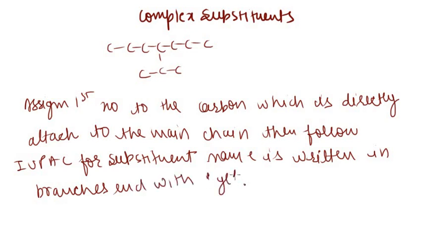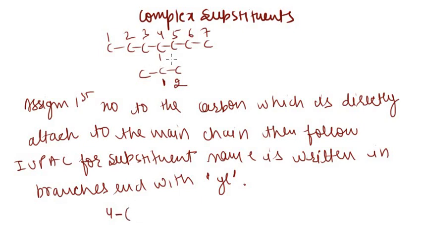And what does it mean? It means that first of all you have to select the longest chain. So this is the longest chain, 1, 2, 3, 4, 5, 6, 7. This is the longest chain and it is the substituent. First you give the first number to the carbon directly attached to the main chain. Then you name it as per the rule of IUPAC. Then the second carbon is the first substituent on the second carbon, so you will name it as 4, then write a dash.